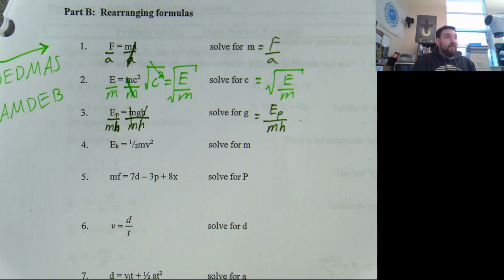How about number 4? What would I do? I want to solve for m. Getting progressively more interesting. How would I get m by itself? What's happening to the m?